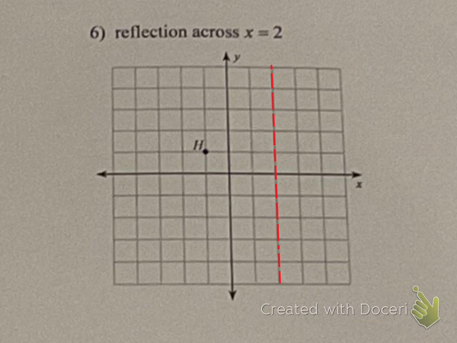But we couldn't say H (x, y) is H prime (y, x). That doesn't work in this one. So what we're going to do is count how far it is from the line and go that same distance the other way around. So we have 1, 2, 3. Because this is 3, remember if we were to fold this on the line here, we would go another 1, 2, 3, and our H prime would be here.